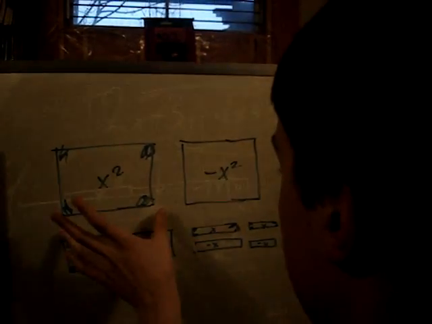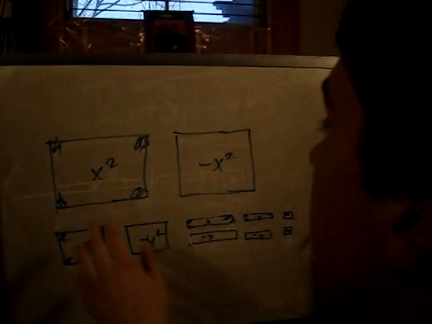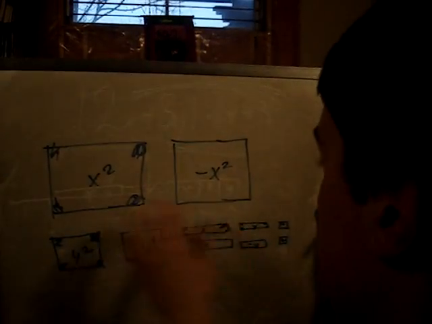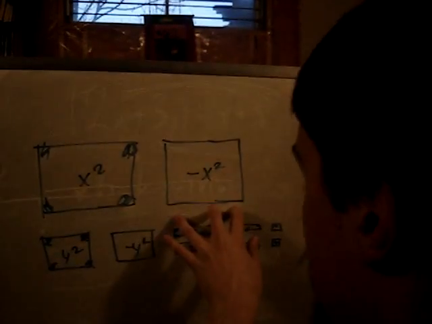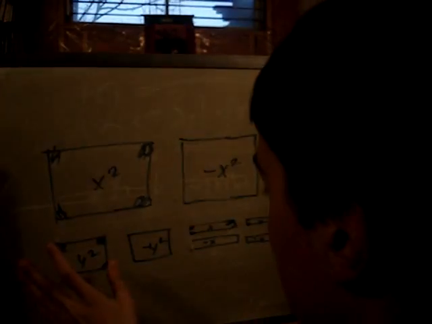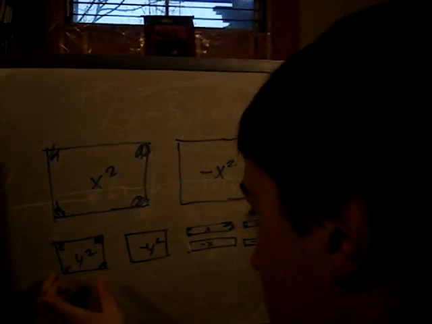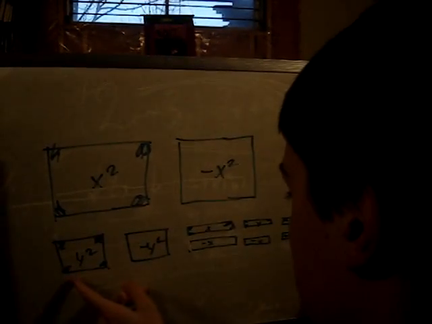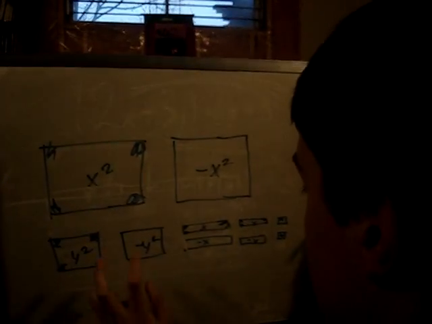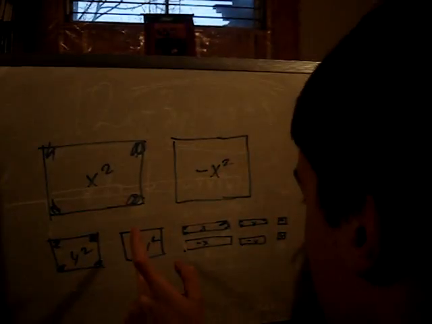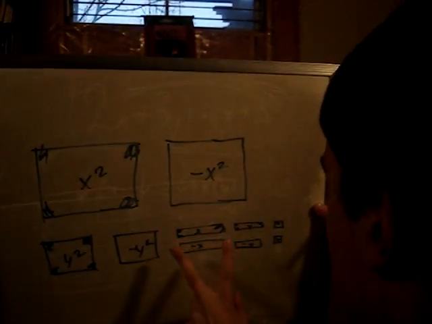Large squares, which are usually green, are x squareds. Same size as our x squared, but not colored in, is negative x squared. Smaller squares, which are normally orange, are positive y squareds. Same size as our y squared, except not colored in, is our negative y squared.